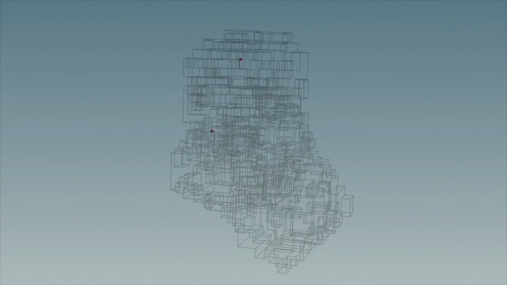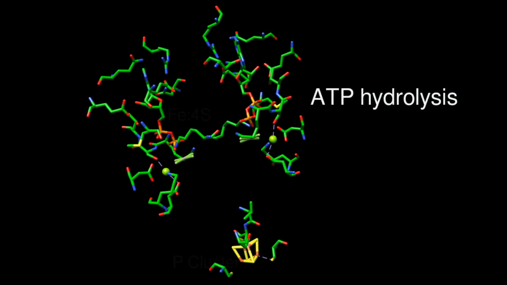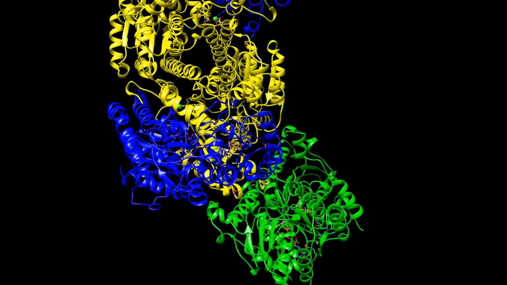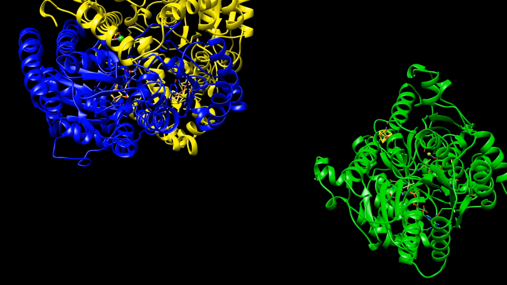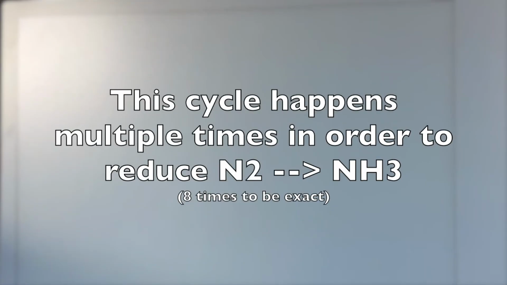Now the MoFeP and the FeP will dissociate. This is done by hydrolysis of the ATPs. The 2 inorganic phosphates that come from ATP hydrolysis are released, which is the rate-limiting step of the process. After that, the complex dissociates. FeP is now ADP bound and separated from MoFeP. This cycle has to happen multiple times as the FeMo cofactor requires 8 electrons to reduce nitrogen to ammonia.